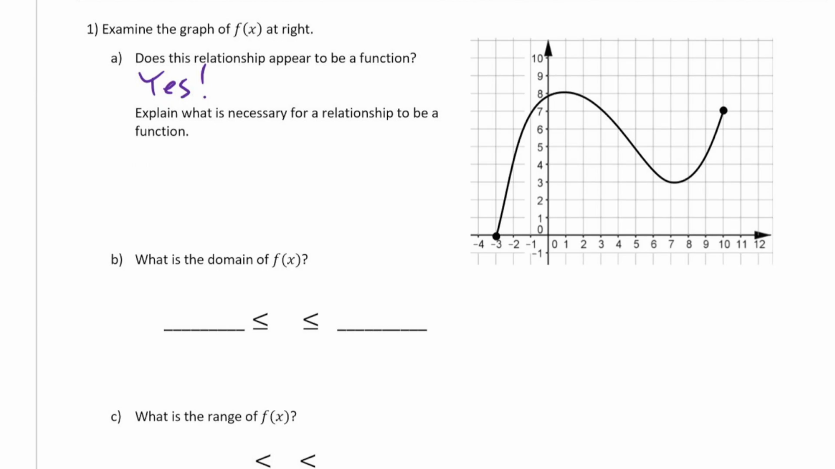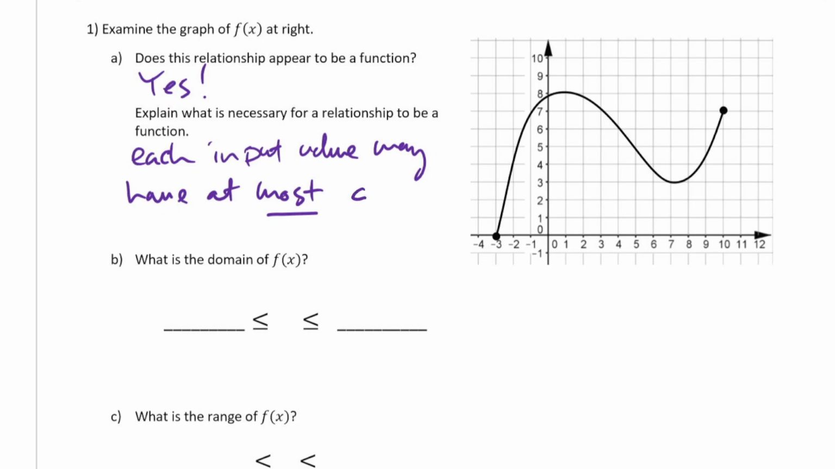And it says explain why, what is necessary for a relationship to be a function. I would say each input value may have at most one output. So if you have an input, it certainly doesn't have to have an output. In fact, this relationship, the domain is limited. But if there is an output, it can have at most just one output.